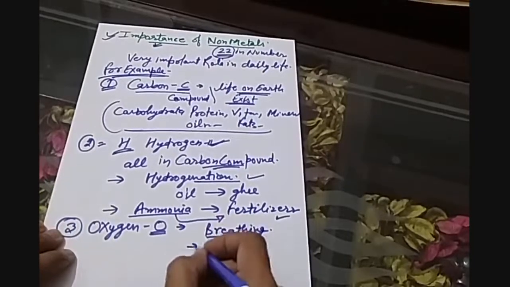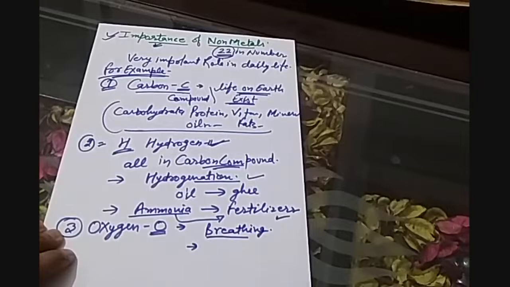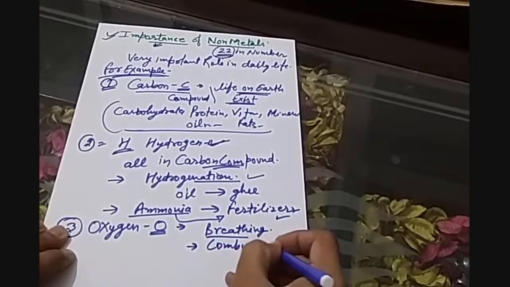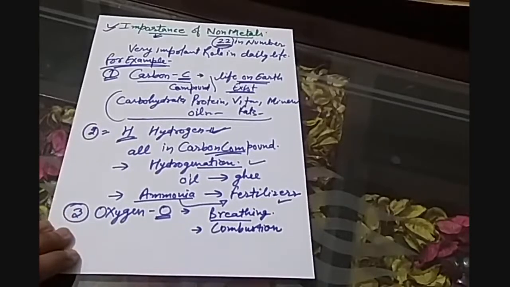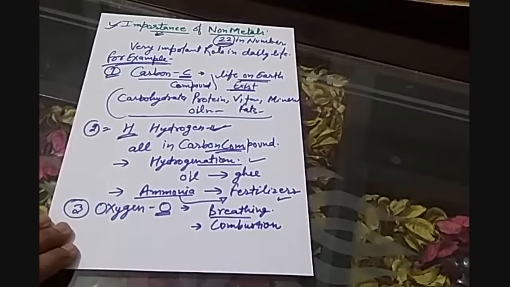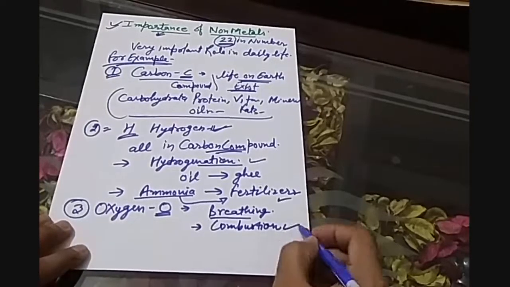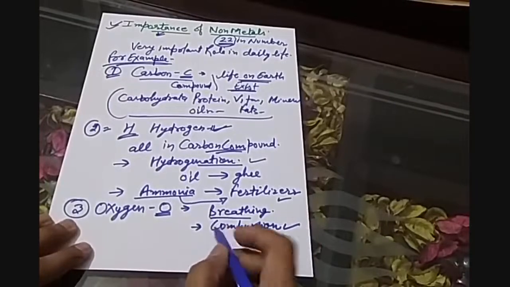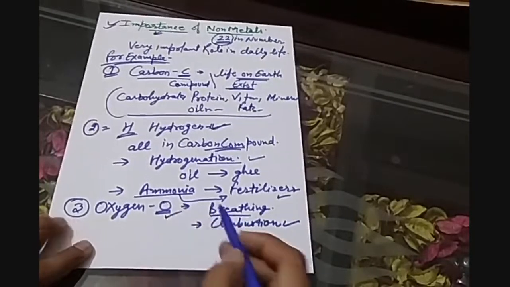Okay, the next use is that it is used for combustion. Also oxygen is used for combustion. All the burning requires oxygen. In the presence of oxygen, things burn, combustion. Okay, next, the life exists on earth due to oxygen.